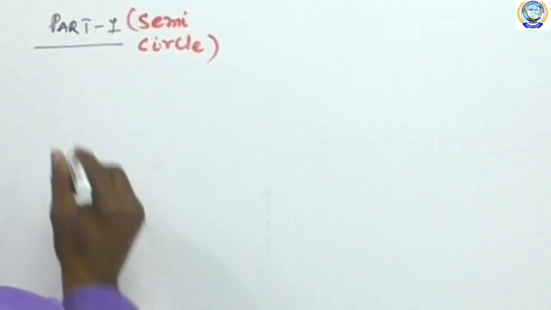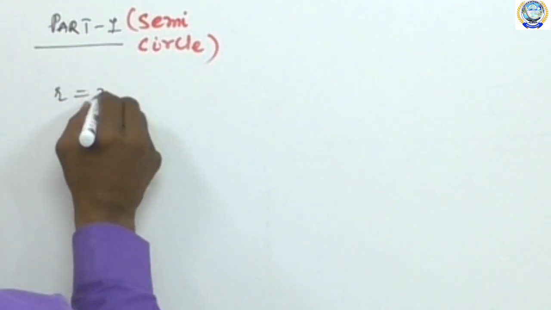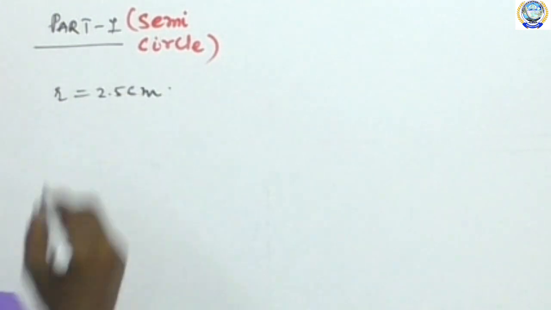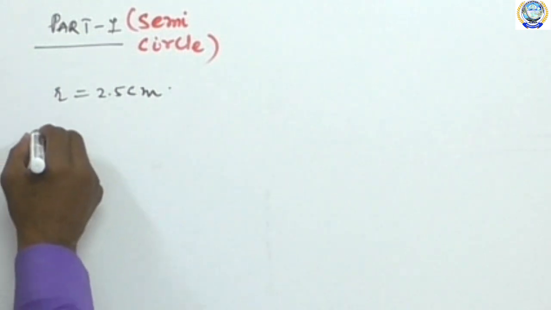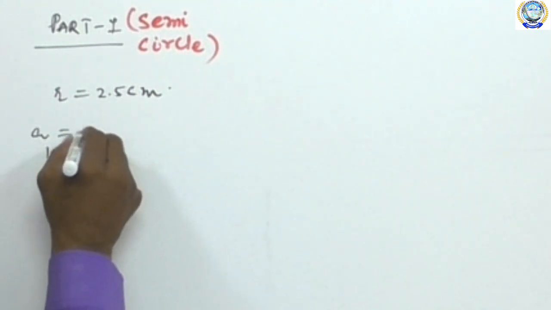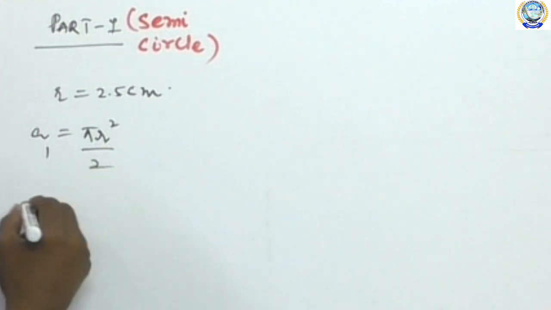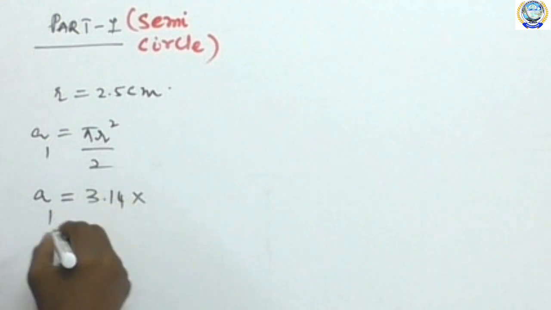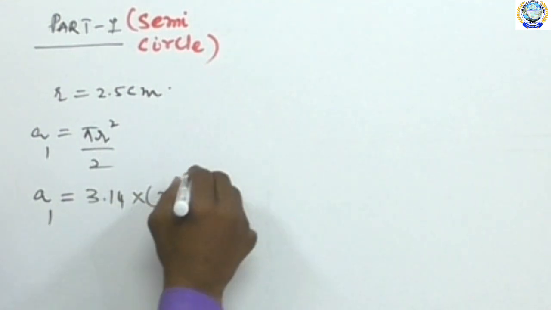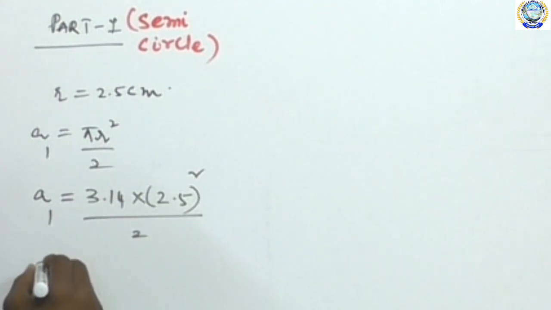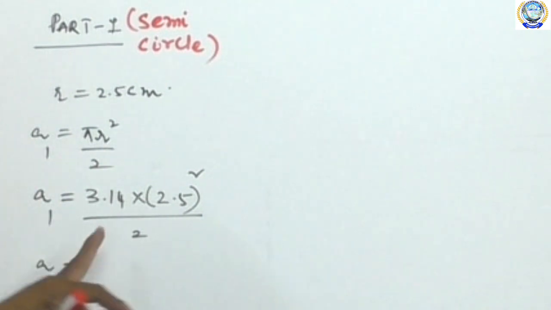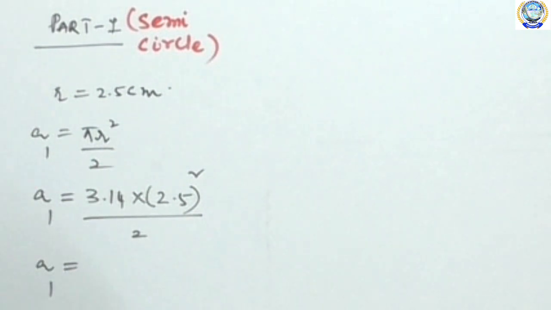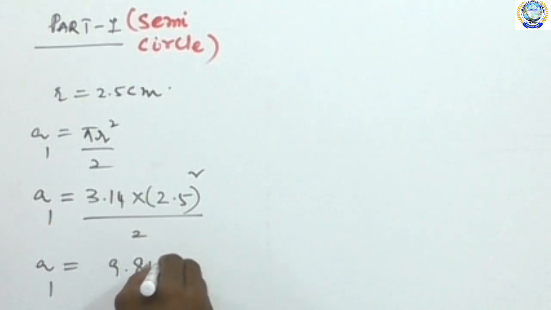In part 1, we are given the radius r equal to 2.5 centimeters. So to find the area, we have the formula A1 is equal to pi r square by 2. That implies A1 is equal to 3.14 into 2.5 whole square divided by 2. Therefore, after simplifying this with a calculator, A1 is equal to 9.81 centimeter square. Then we need to find the x coordinate and y coordinate of the semicircle.